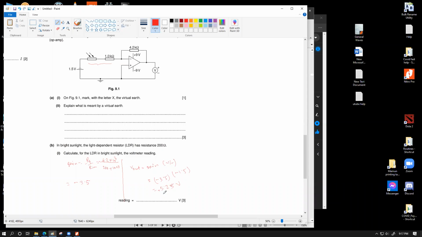Before I write this value as my answer, I have to look at the supply. Before I write my final answer, I have to look at the supply. Supply is plus minus 9 volts. My output of 5.25 is within the range. So this is going to be my output. If it had not been, then the limiting values would have been the output.